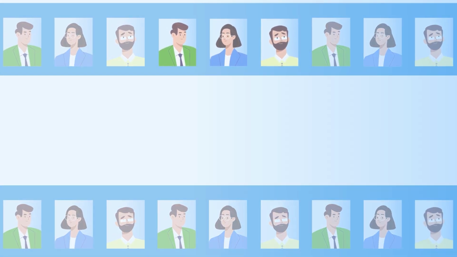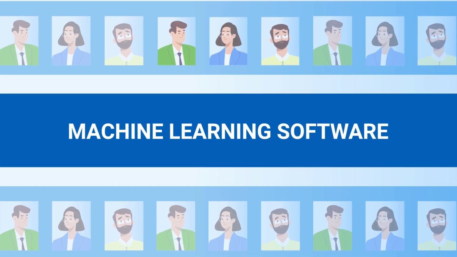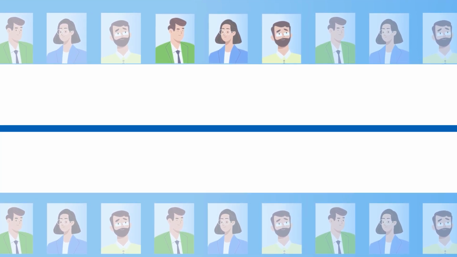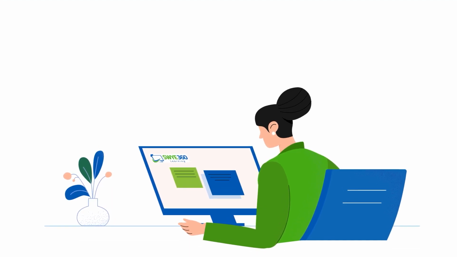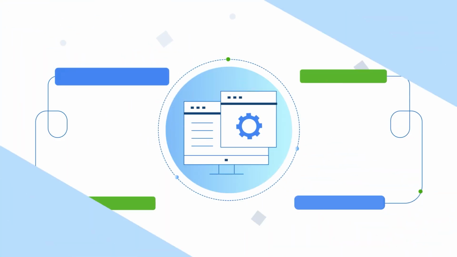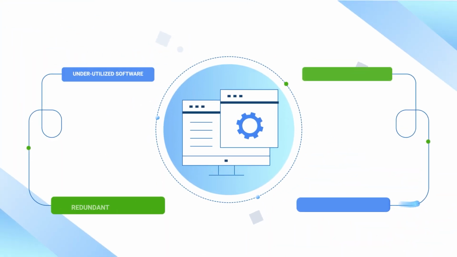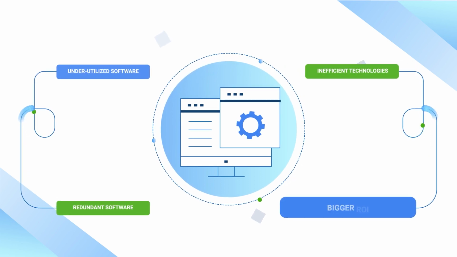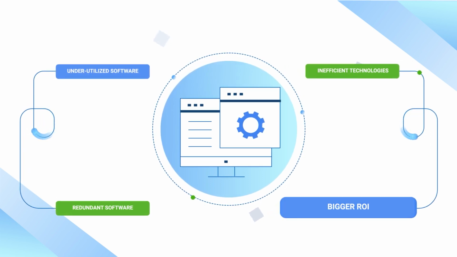Sway 360, a machine learning software, provides managers, human resources, and VPs powerful productivity insights that quickly identify software that is not being used, underutilized software, redundant software, inefficient technologies, and yielding the bigger return on investment.